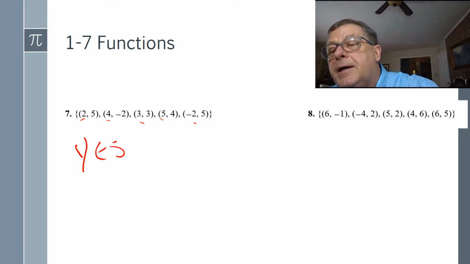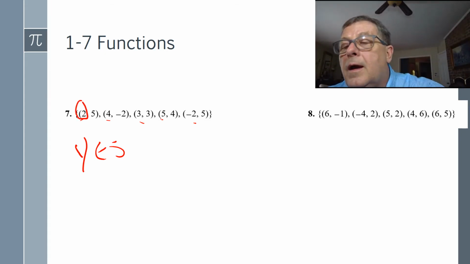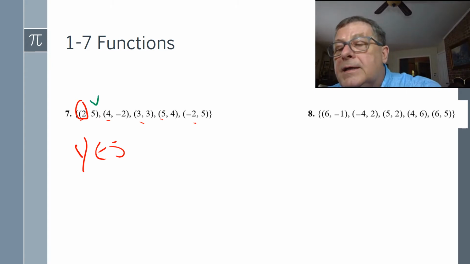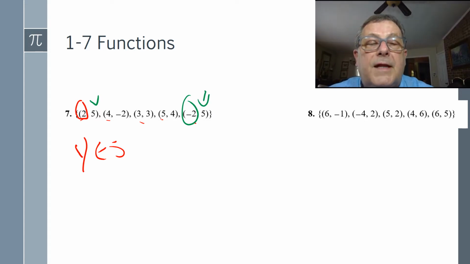Now I can see here, and I don't want to cause any confusion, x is 2 and y is 5. And when x is -2, y is also 5, but that's okay. It's still a function, because for a value of x, there is only one y. 2 and -2 are two separate numbers.